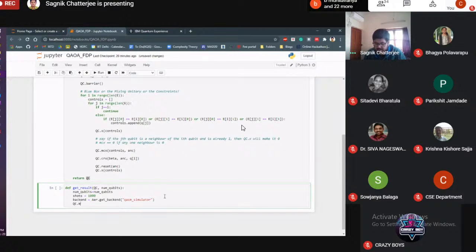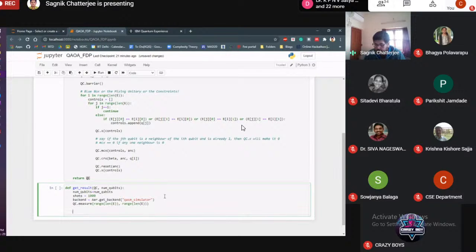So we'll measure, range length of E. The first argument is the number of qubits that we are measuring starting from the first qubit, and the second argument is which classical bits we are measuring it to. We don't have any such compulsions. We are measuring across the range. We are just not measuring the ancilla. So length of E. Hopefully the measurement is done. Now all we have to do is simulate this measurement.